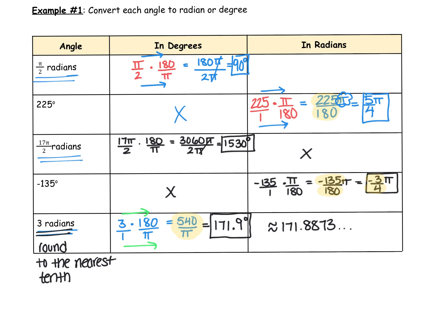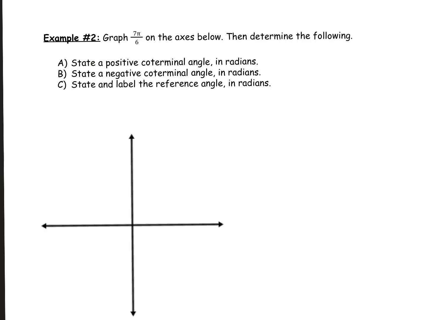So basically, this scenario is the only scenario where you're going to put pi into the calculator, because leaving it as 540 divided by pi doesn't really make sense in degree form. All right, let's take a look at the back. Example number 2 says, graph 7 pi over 6 on the axes below, and then determine the following: state a positive coterminal, a negative coterminal, and then state and label the reference angle.